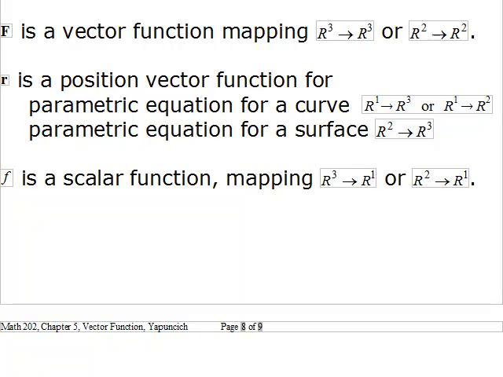In this notation, I'm going to use capital F, boldface, for the vector function that gives the vector field. This will map R3 into R3 or R2 into R2. Lowercase r, again a vector because it's in boldface, will describe the parametric equations. In the previous chapter, it was a parametric equation for a curve, and that would be R1 into R3, R1 into R2. For this chapter, it's a parametric equation for a surface, and that will be mapping R2 into R3. Lowercase f, not bold, is a scalar function. Of course, the output of all the scalar functions is a scalar.